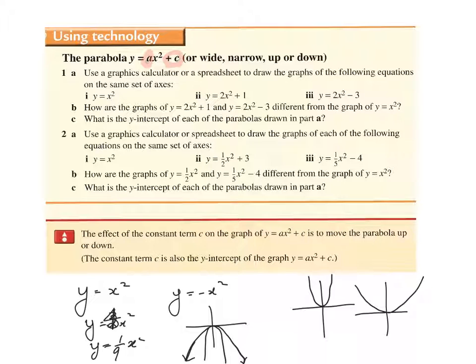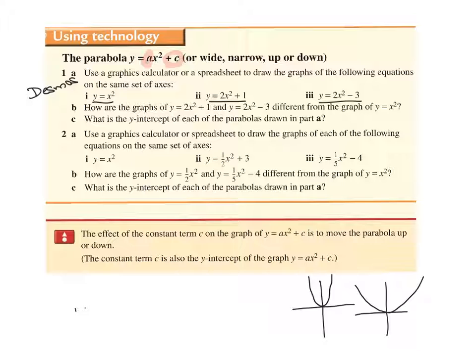What I want you to do is do what it says, use a graphic calculator. In your case, you are going to be using what's called Desmos. Desmos is a program that you can get on your iPad, online or as an app, and you are just going to simply type these equations in: y equals x squared, y equals 2x squared plus 1, y equals 2x squared minus 3. Okay, do that please.